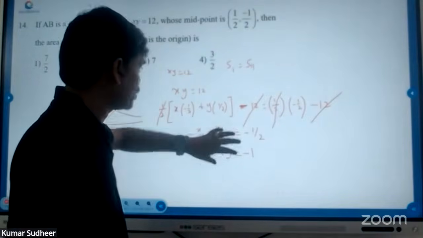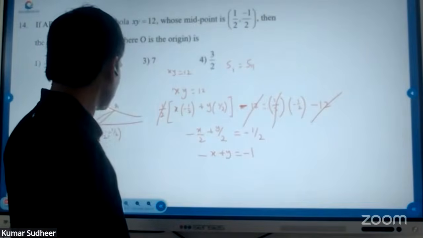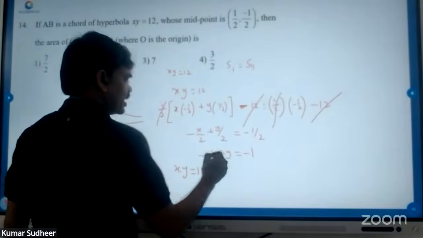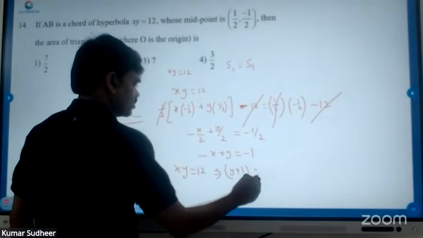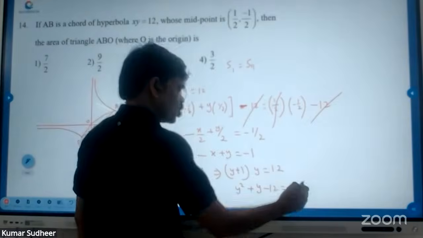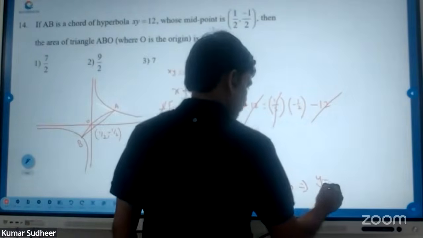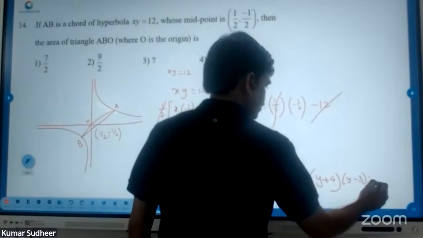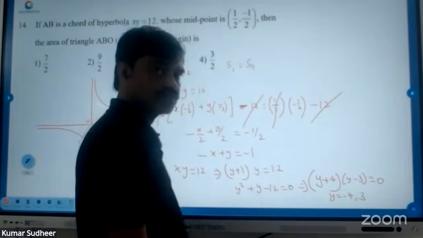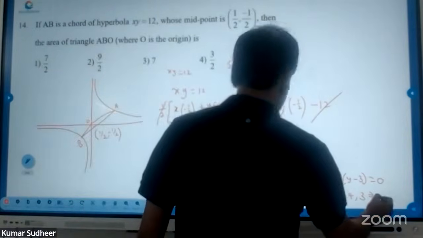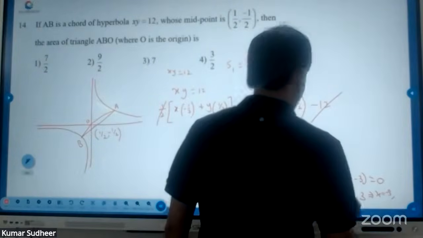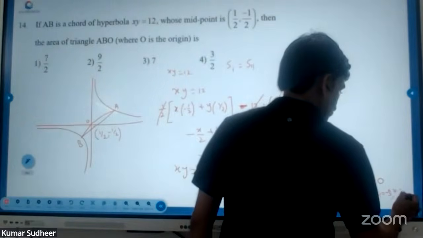One equation we got. Now I have to find out the points A and B. Substitute in the equation xy is equal to 12. I can write x value as y plus 1, into y, that is y squared plus y minus 12 equal to 0. So we have y plus 4 into y minus 3 equal to 0. y equal to minus 4 or 3. Now we can find the corresponding value of x. When y is equal to minus 4, x is equal to minus 3, and y is equal to 3 means x equal to 4.